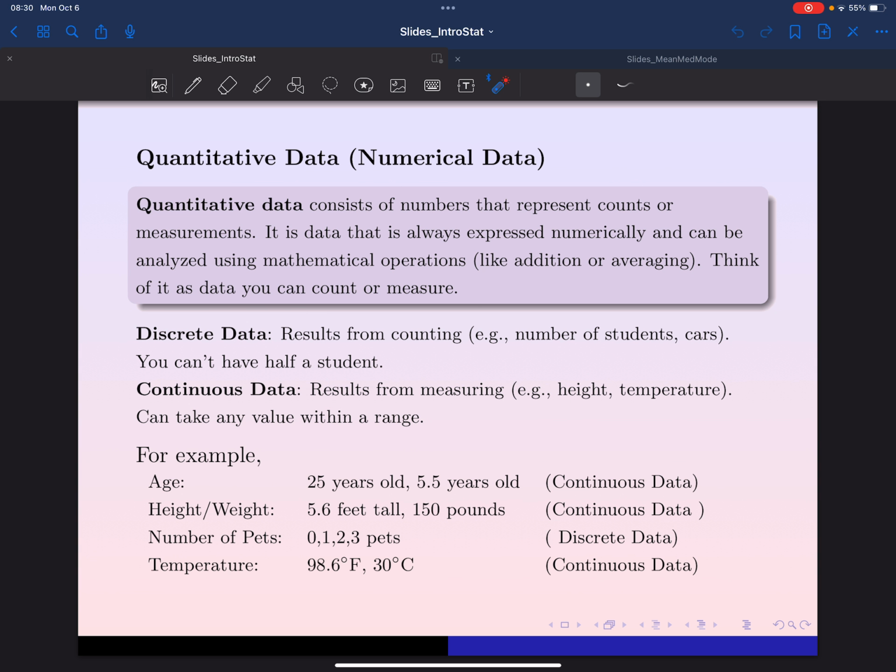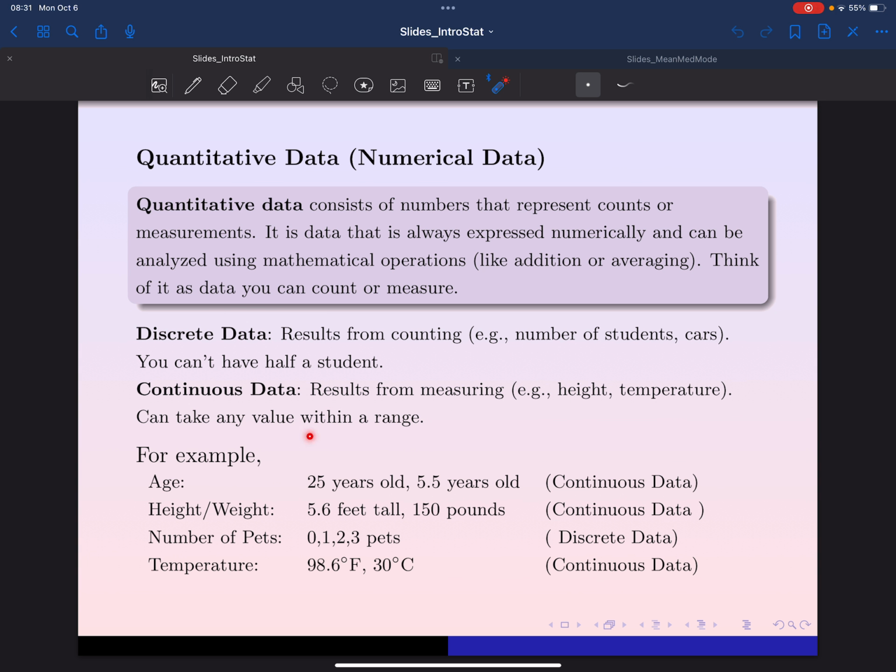Now, in quantitative data, we can have discrete data or we can have continuous data. Discrete data would be data that is measured by whole numbers. For example, number of students, number of cars, because we cannot have half of a student or 1/3 of a car. Continuous data would be data that can have halves or 0.5, like height, temperature.